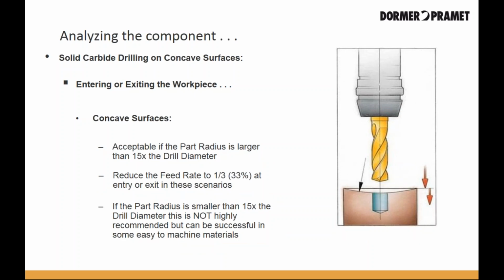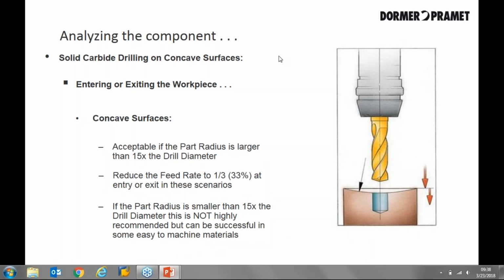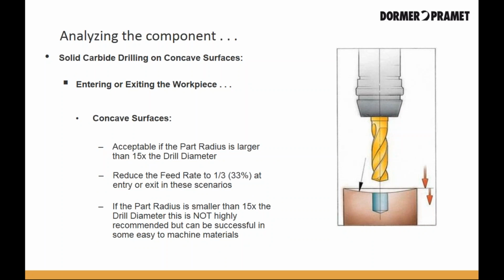Entering or exiting on concave part surfaces. The rule of thumb for solid carbide drilling is to only do this if the part radius is at least 15 times the drill diameter. When entering or exiting on concave part surfaces, you should always reduce the feed rate again to 1/3 of the recommended feed rate. Again, using the shortest drill possible will always help with this scenario. If the part radius is smaller than 15 times diameter, you can try to reduce the feed rate even more, but that is really not highly recommended.